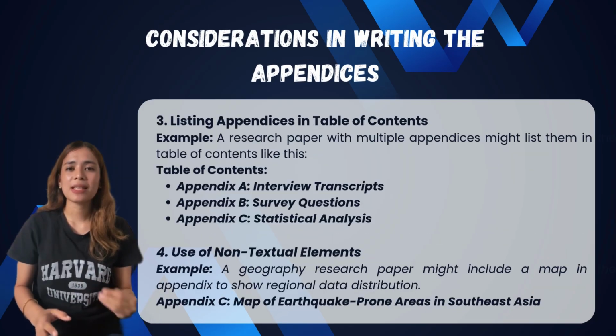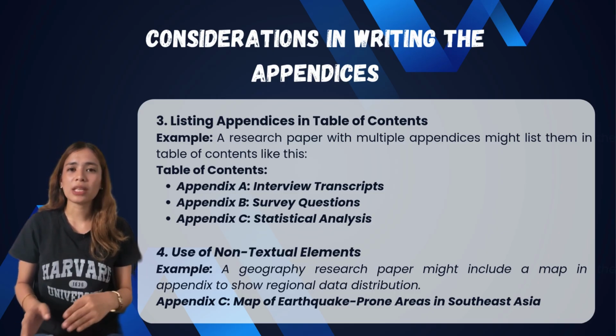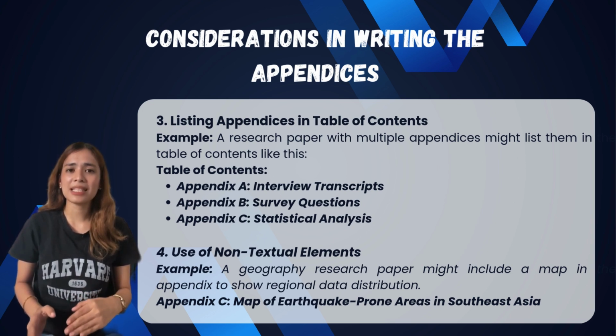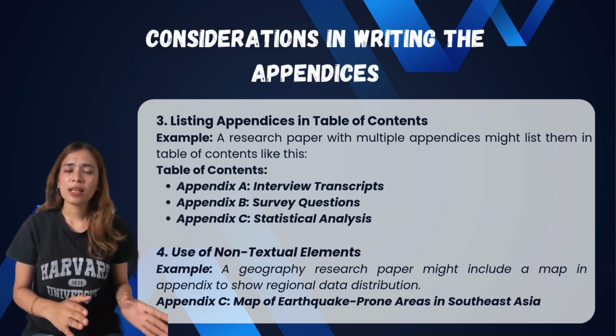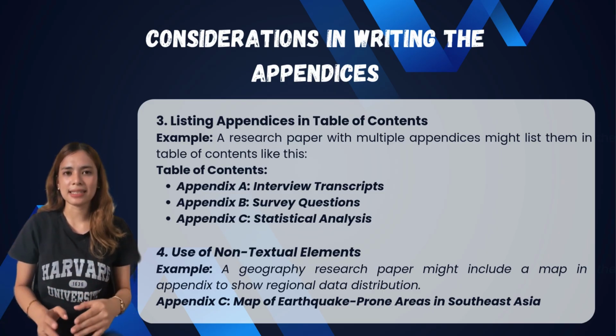Third is listing appendices in the table of contents. So if you have more than three appendices, consider listing them on a separate page in the table of contents. This will help the reader know what information is included in the appendices. Example, a research paper with multiple appendices might list them in a table of contents like this: Appendix A, interview transcript; Appendix B, survey questions; and Appendix C, statistical analysis.